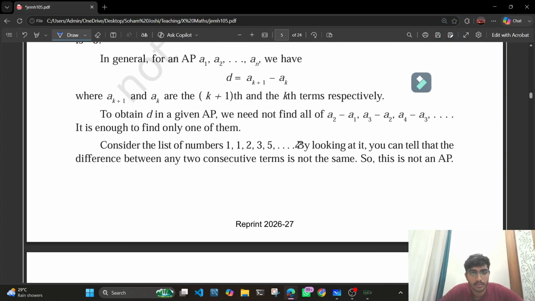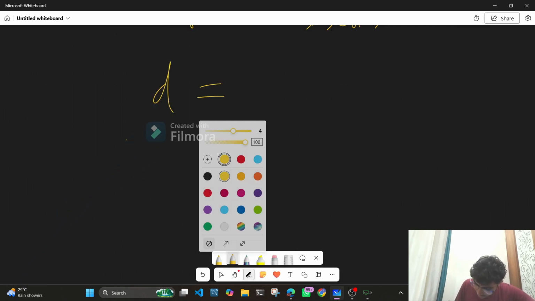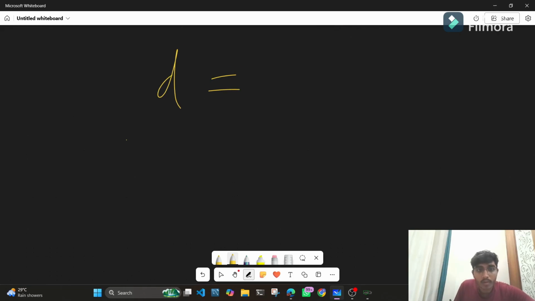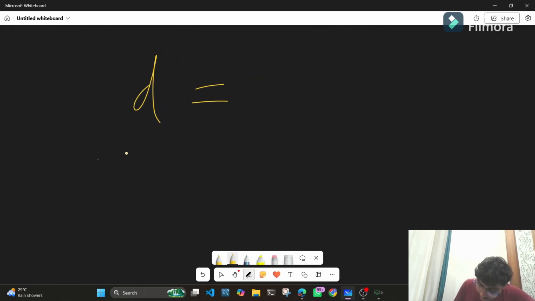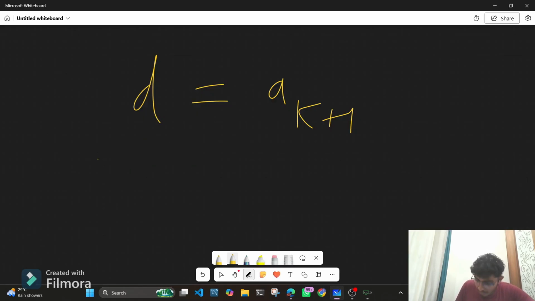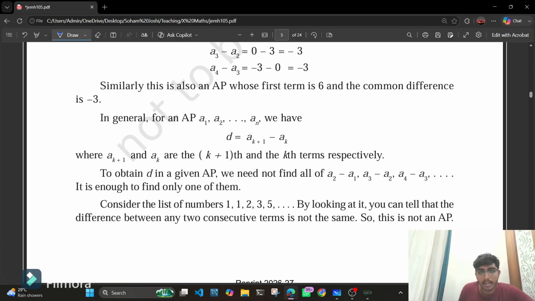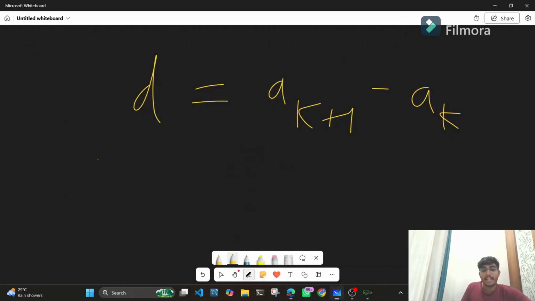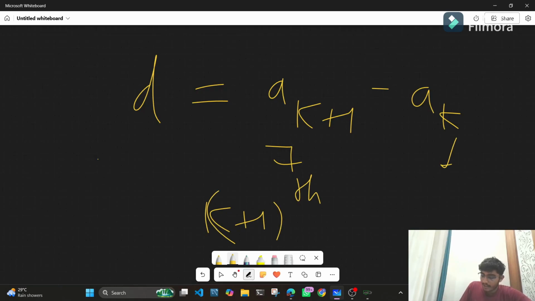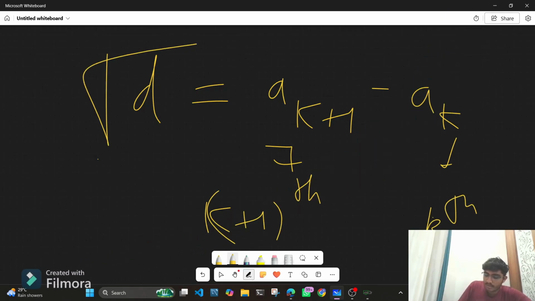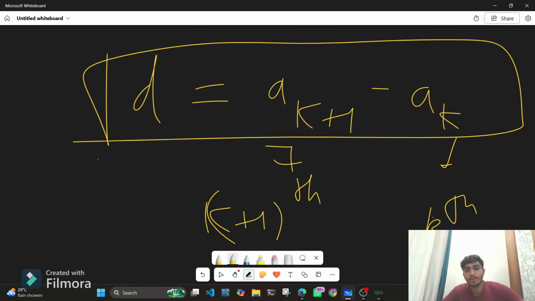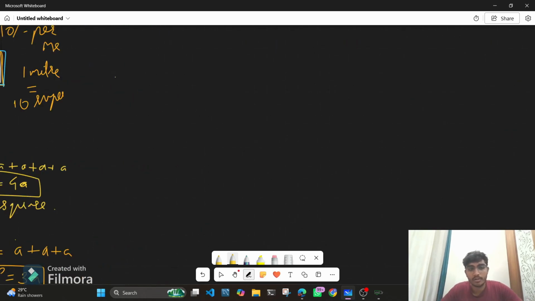So, next up, we have infinite arithmetic progressions. We have the formula for common difference. Just for the sake of writing, we can say d is equal to a(k+1) minus a(k). Here a(k+1) is the (k+1)th term, and here a(k) is the kth term of the AP. So this is the common difference. You can put any value for k and you will get the common difference of the AP.